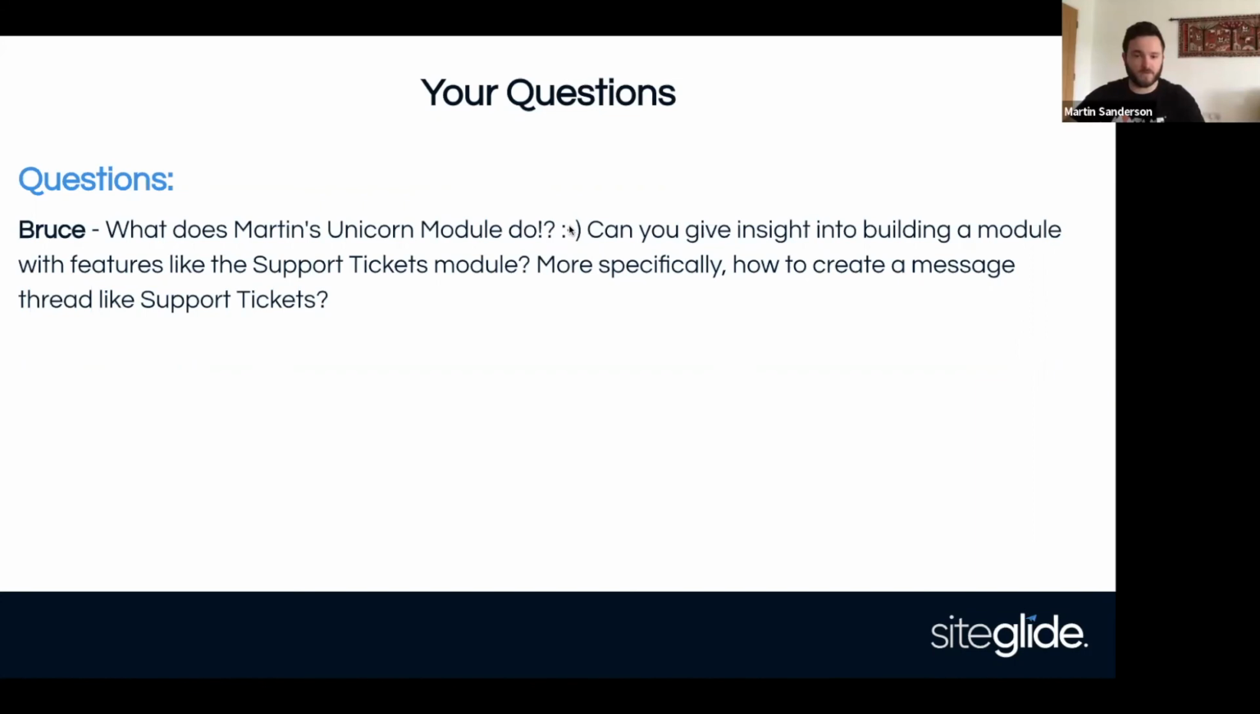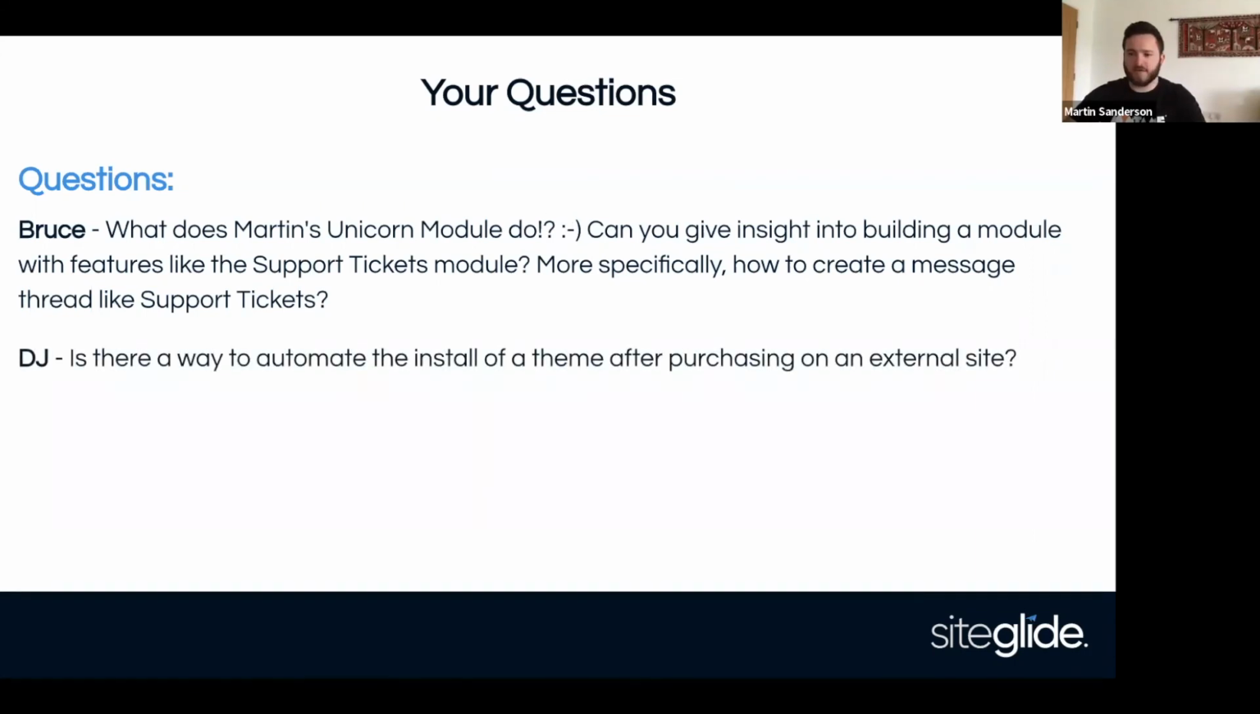Awesome, thank you. Second question today from DJ. Is there a way to automate the install of a theme after purchasing on an external site? There are two ways we're interpreting your question, DJ. One would be if you purchase a theme from an external site, there are sites out there who provide themes you can buy for $10 or something like that. And would you be able to automate the install of that? No, not likely, unless they have an API, or it would be custom.